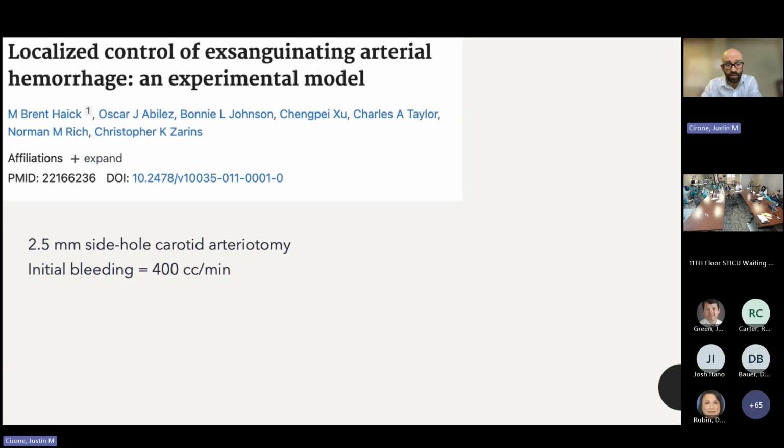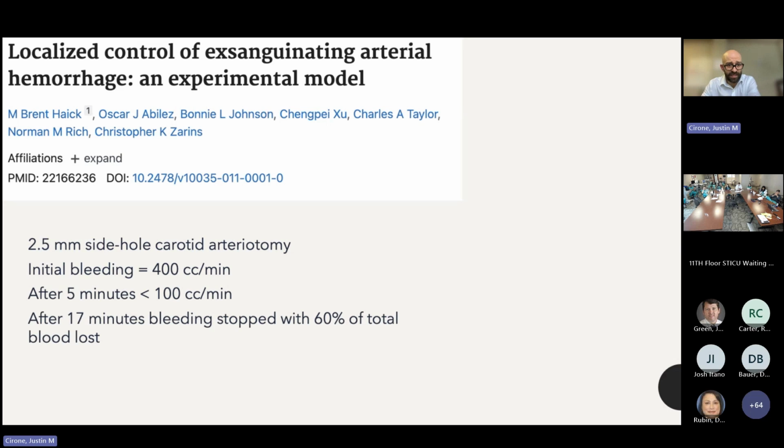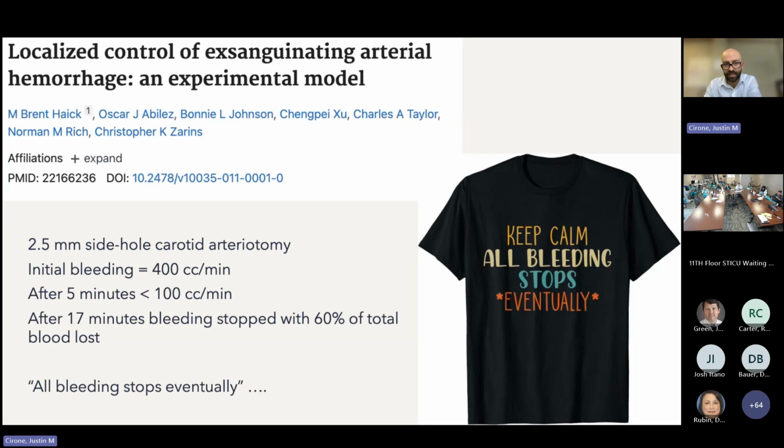which is maybe not uncommon for a lot of our patients that have massive vascular injuries. But after 5 minutes, this dropped down to about 100 cc's a minute, less than that actually for the majority of them. And after 17 minutes, this 2.5 millimeter hole in the carotid artery just stopped bleeding. Granted, they lost 60% of their total blood volume, but all of the animals still had a perfusing rhythm and a heartbeat with blood flowing through their body, because as we know, all bleeding stops eventually.